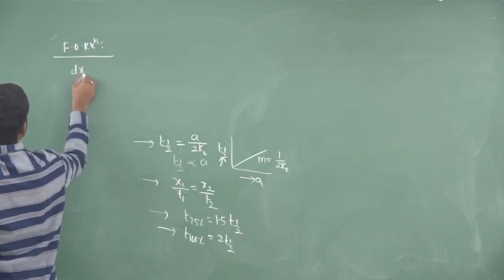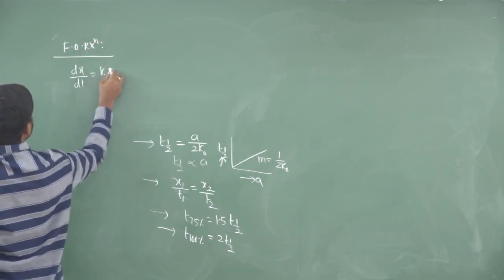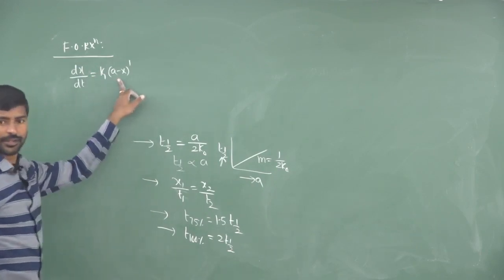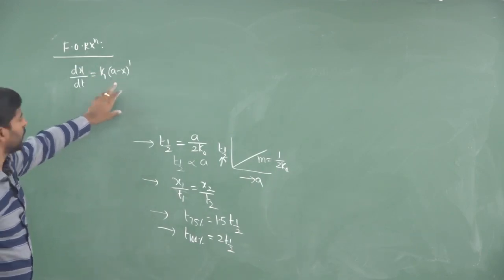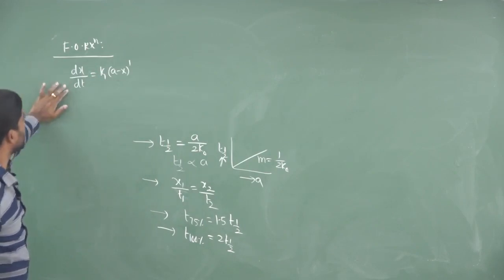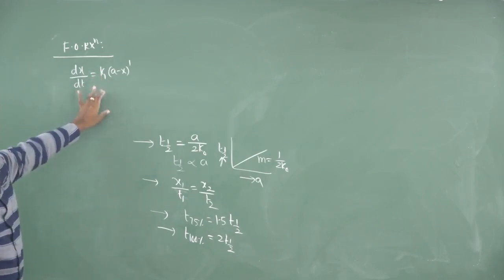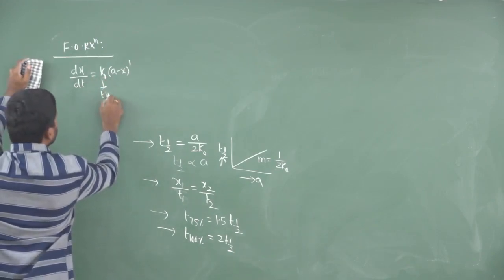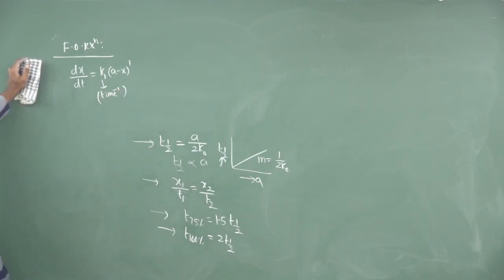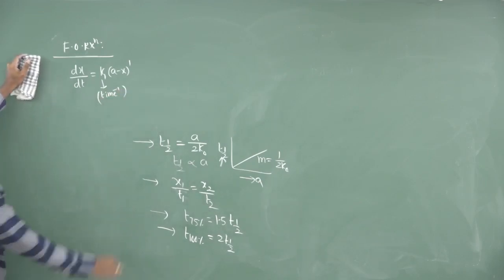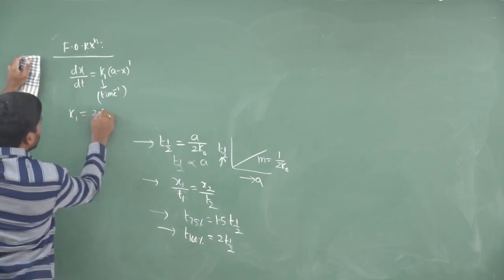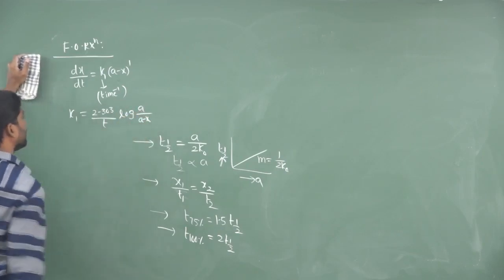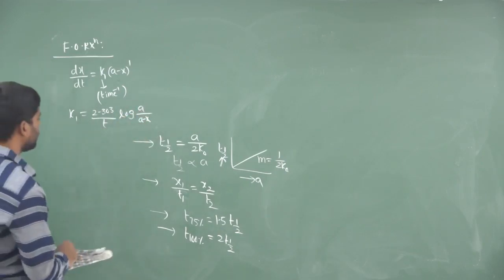What is the differential form? dx by dt is equal to k1 into a minus x power 1. That is the concentration of the remaining reactant at that time, where we are taking the rate equation. So rate is proportional to concentration of reactant at that time. Right. What is the unit for k1? Time inverse. This is the differential form. What is the integral form? k1 is equal to 2.303 by t log a by a minus x. This is the integral form of rate equation.